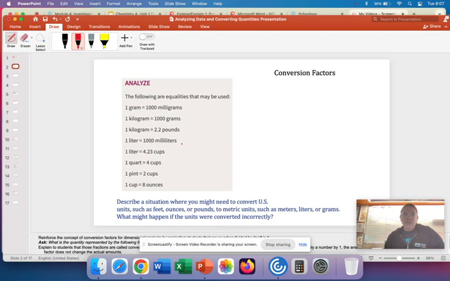A liter is 1,000 milliliters. So if you have one cup, how many milliliters is that? You would convert that by canceling units. You would say, okay, I don't want to describe cups, I want to describe liters, because 1 liter is 4.23 cups. So the main thing to remember here is any number divided by 1 is that same number.